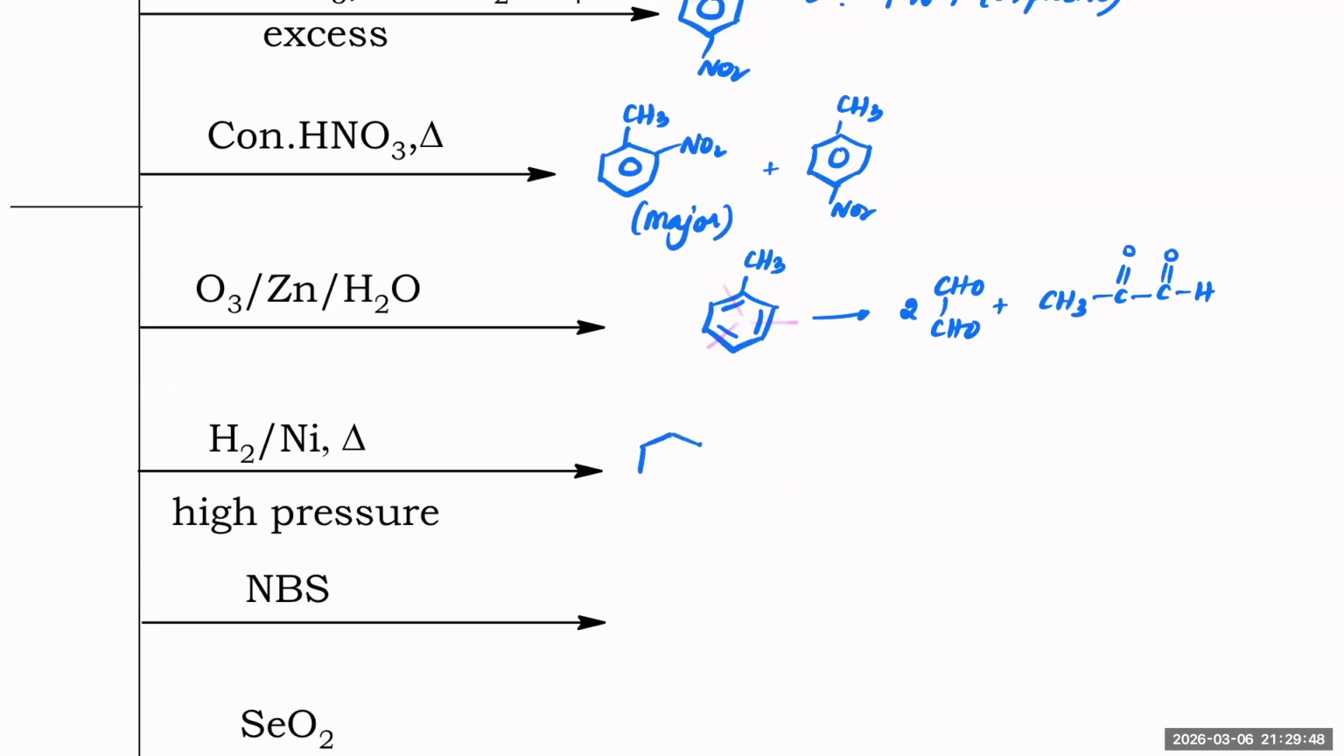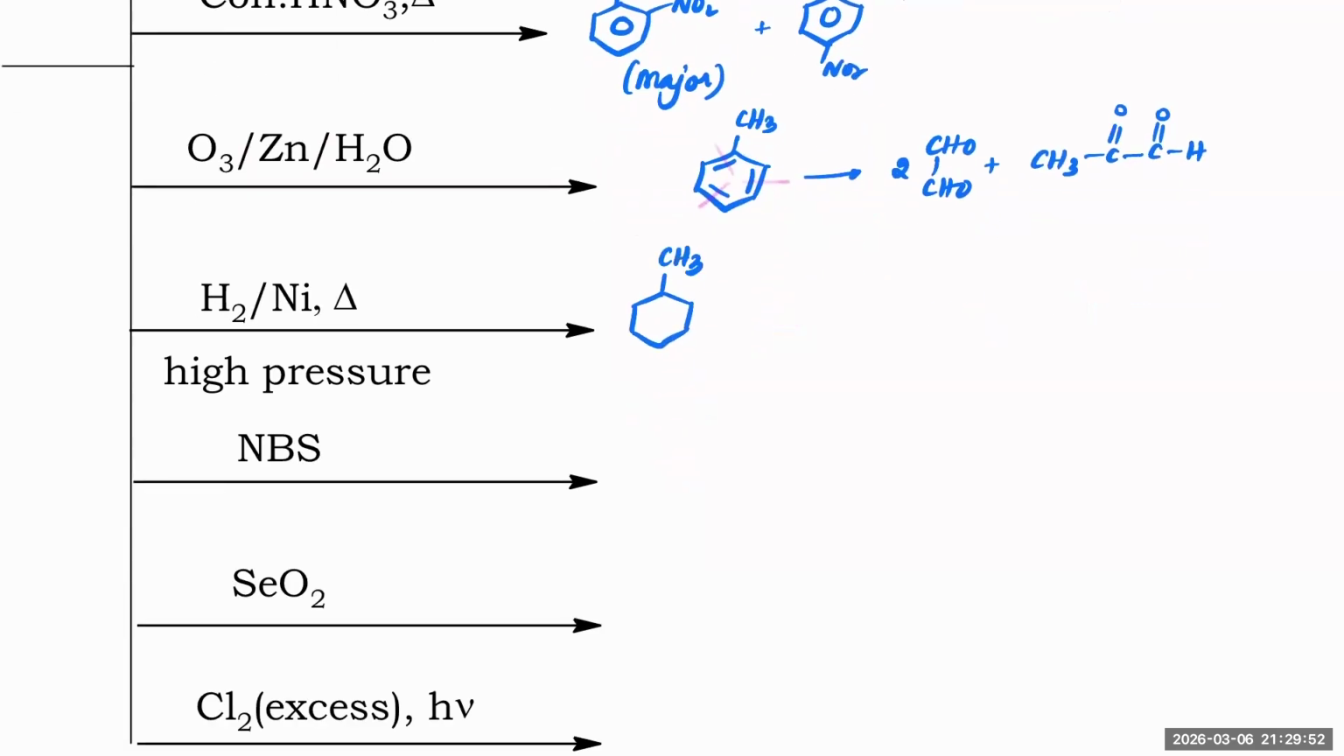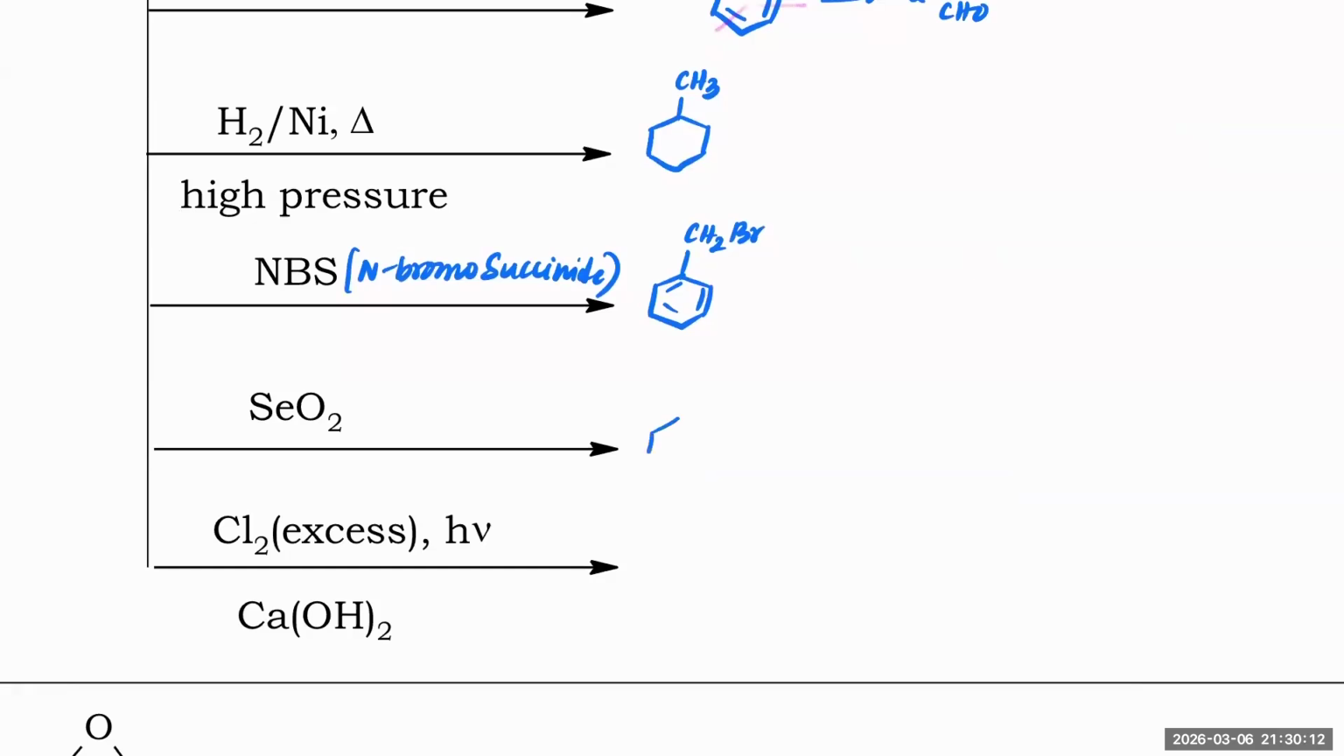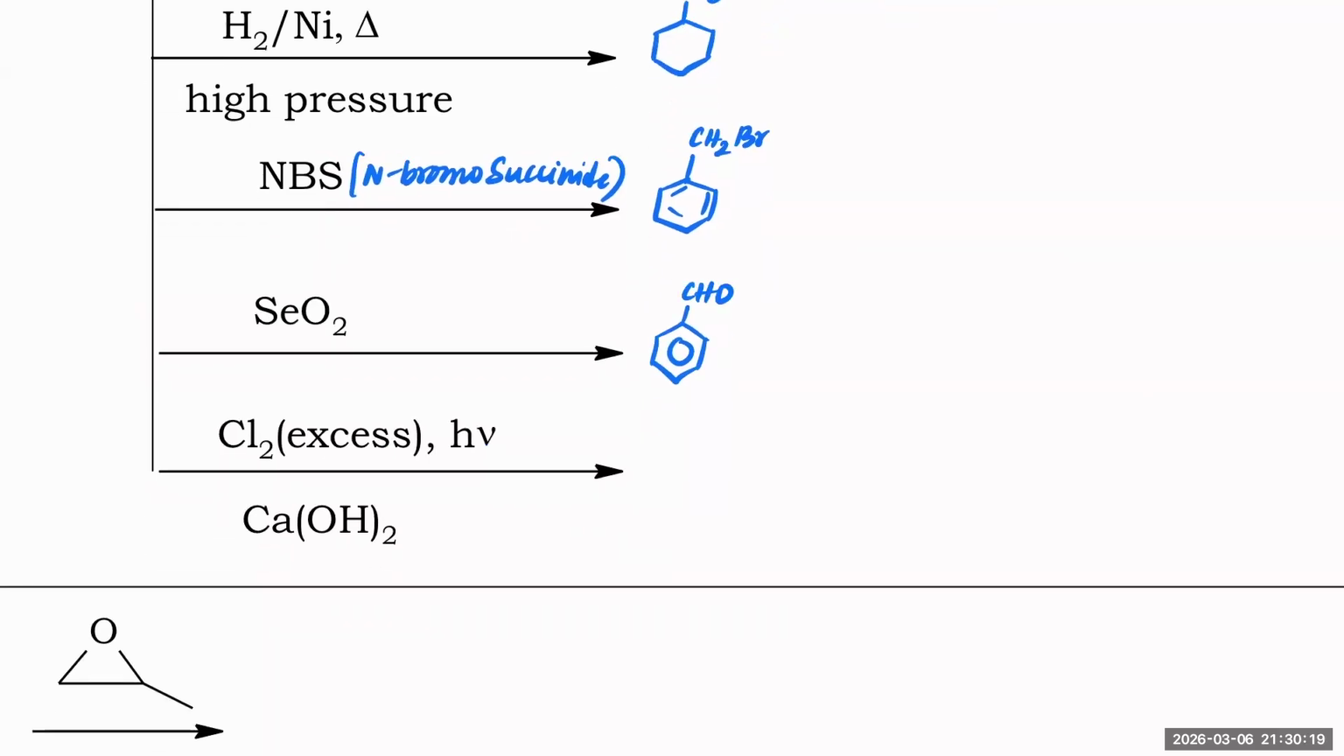H2 with nickel, it is a reduction. At high pressure, it will undergo reduction. And this is the product you will get. N-bromosuccinimide, NBS. Okay. That is specifically used for mono substitution on the alkyl group. So that is the product you will get. SeO2. Okay, selenium dioxide will convert this again into an aldehyde form. No mechanism here, just remember that it will convert into an aldehyde form.